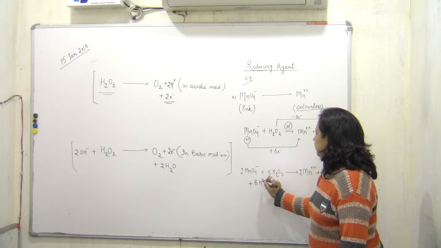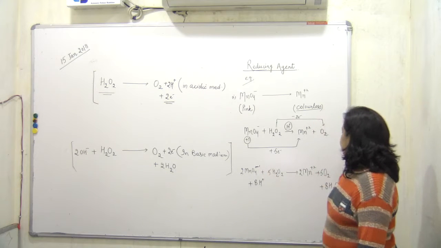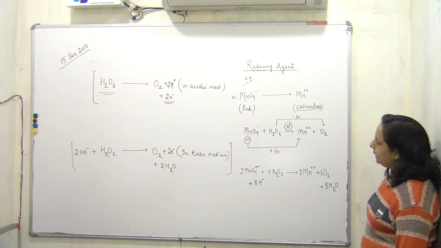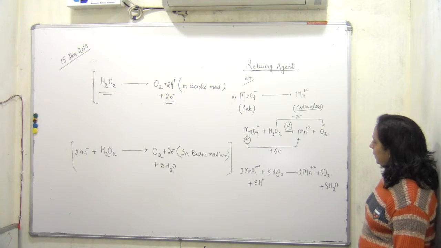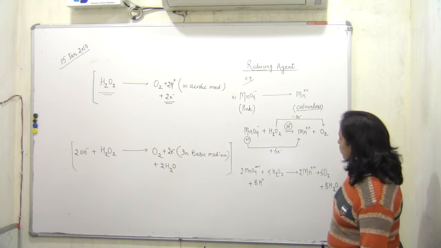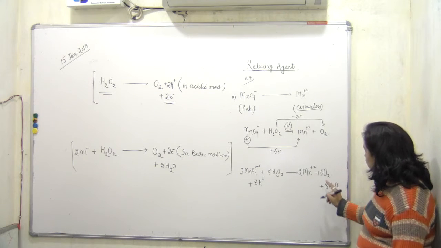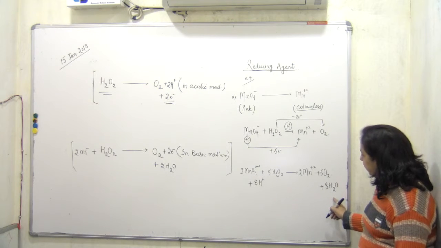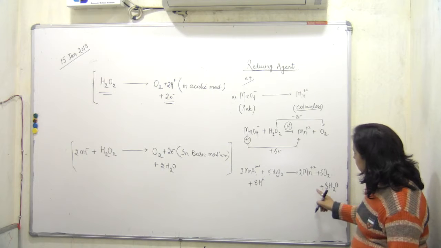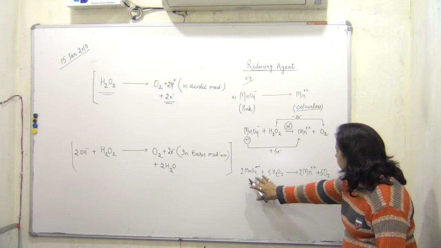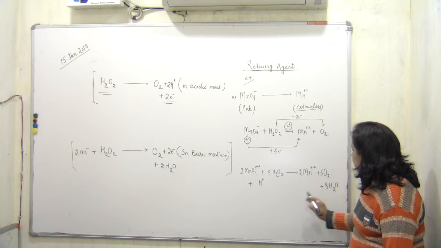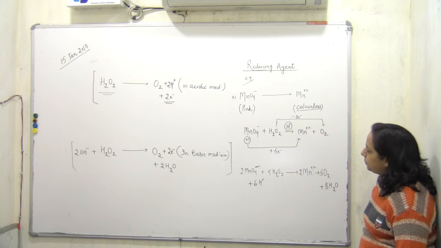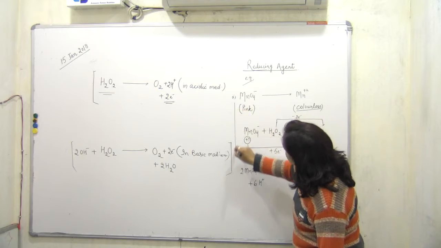Eight H positive ions. Right? 2 manganese balanced. Oxygen: 4 2s are 8, 5 2s are 10, so 8 oxygen balanced. Hydrogen: 5 2s are 10 plus 8 is 18, no. 5 2s are 10 plus 6 is 16. Now it's balanced. Now this reaction can be written in the form of KMnO4.